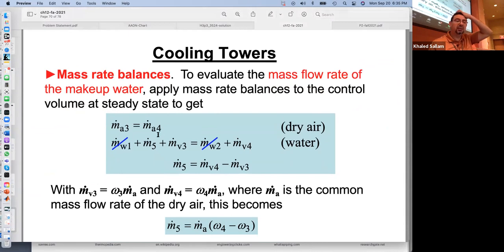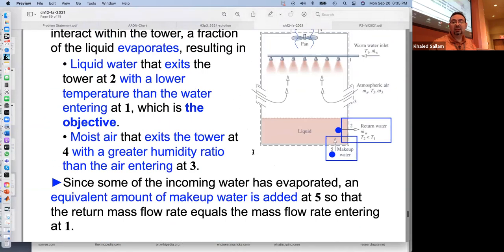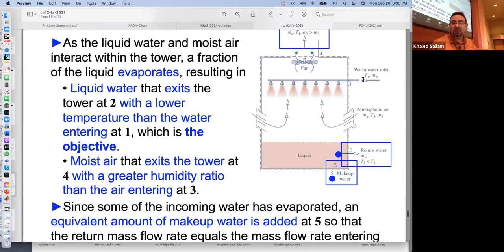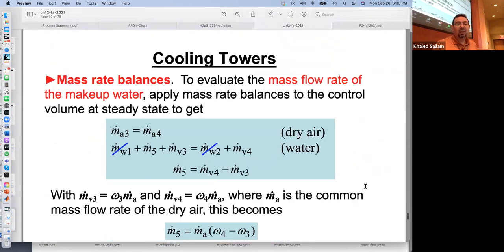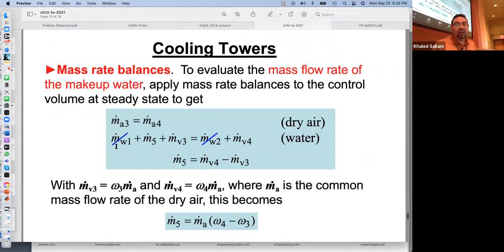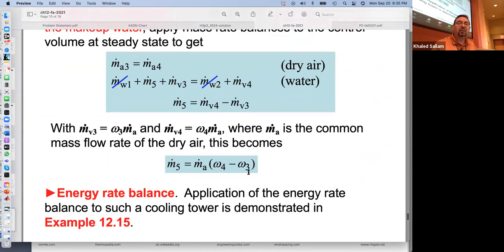So, mass balance: here is for the air, and here is for the water vapor, right? And notice that this m dot and this m dot better be the same. Otherwise, the cooling cycle of the Rankine cycle will suffer, right? So if you think this water needs to be equal to that water, that leaves the makeup water to be exactly this. That's the makeup water.